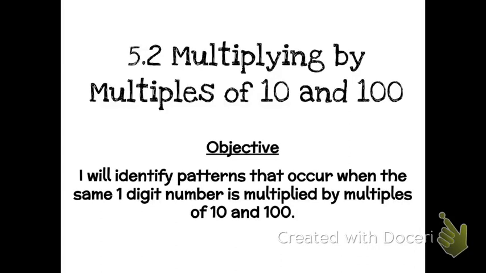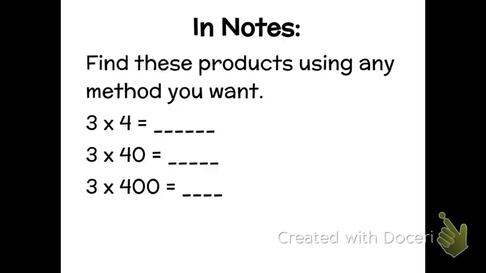Today's lesson is 5.2, multiplying by multiples of 10 and 100. Today you will be able to identify patterns that occur when the same one-digit number is multiplied by multiples of 10 and 100. Find these products using any method you want.